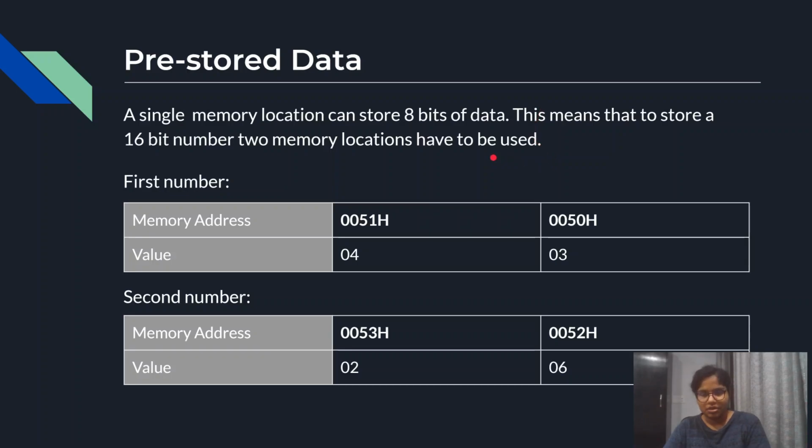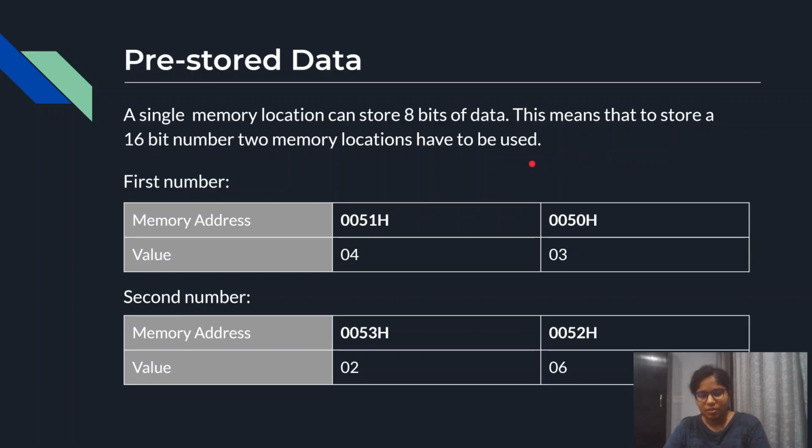As I've said, the data that we'll be using in the program is already stored in the memory. A single memory location can store 8 bits of data, and we need to use 16-bit numbers. This means that to store 16-bit numbers, we'll be using two memory locations.